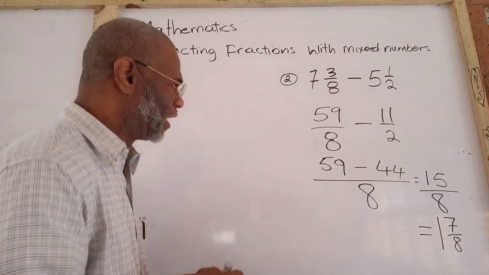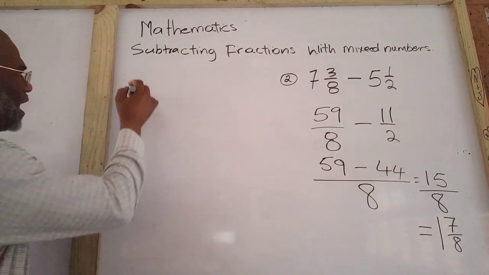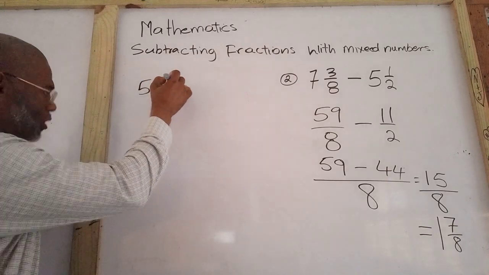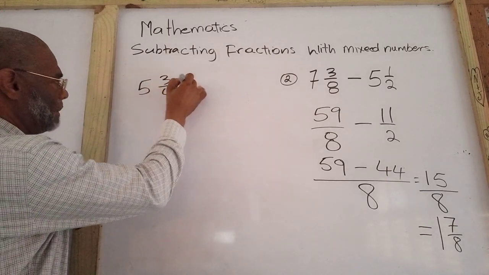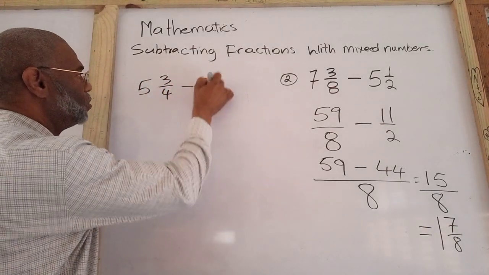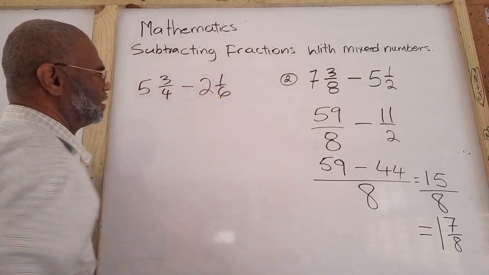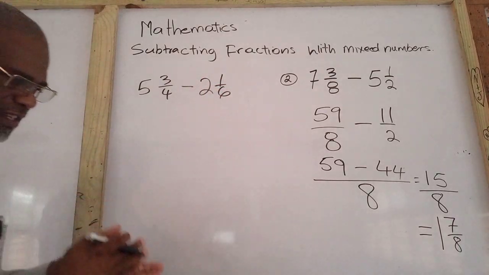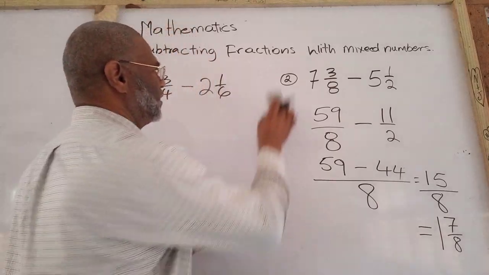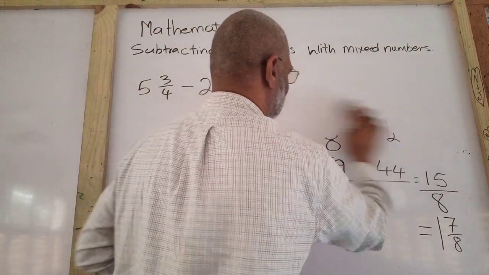Okay, now let's do 2 more. So we have 5 and 3/4 minus 2 and 1/6. Okay? Now let's go ahead. Let me erase this side so we're not confused.